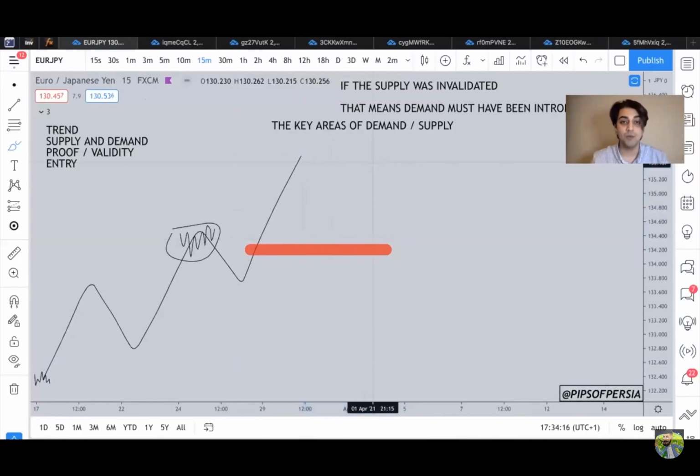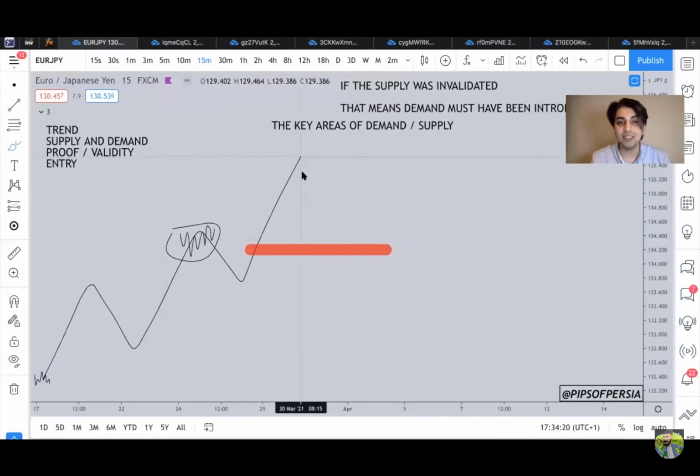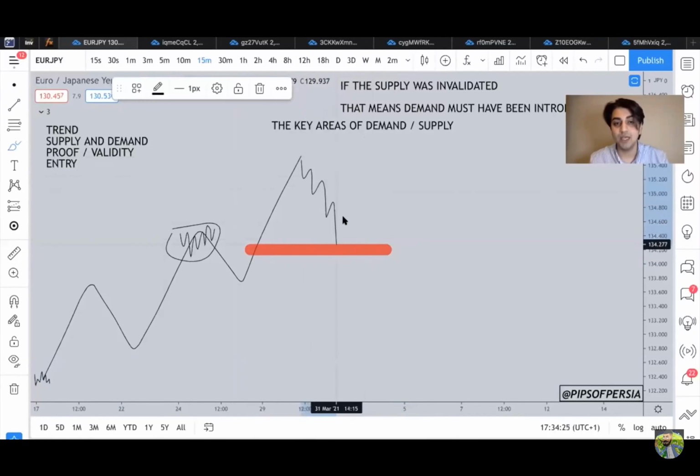It might not. So what I want to do is wait for some type of proof of validity. And oftentimes this happens on the lower time frames, where as you get these pullbacks back into these levels, your proof of validity is a break of a minor structure point to the upside. Now that area of demand is deemed as valid.